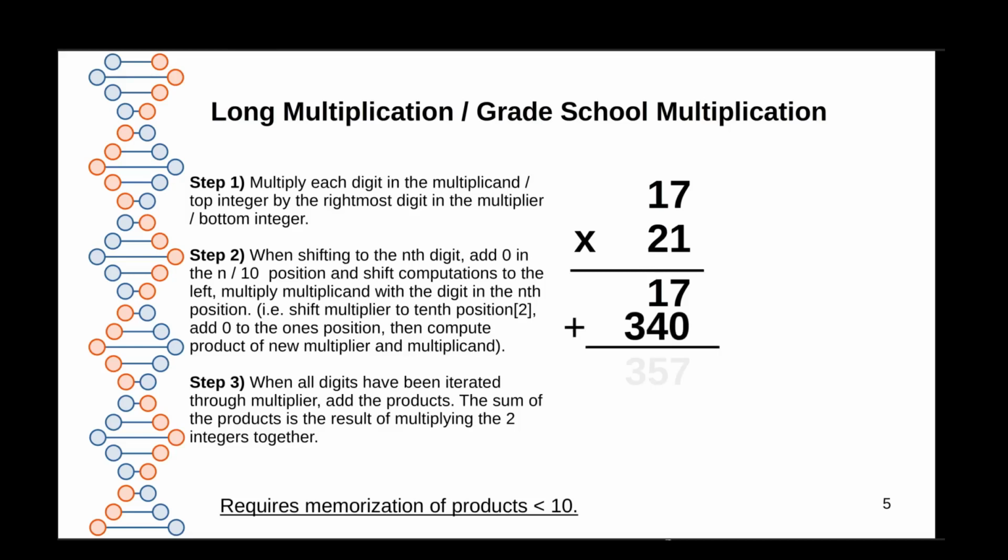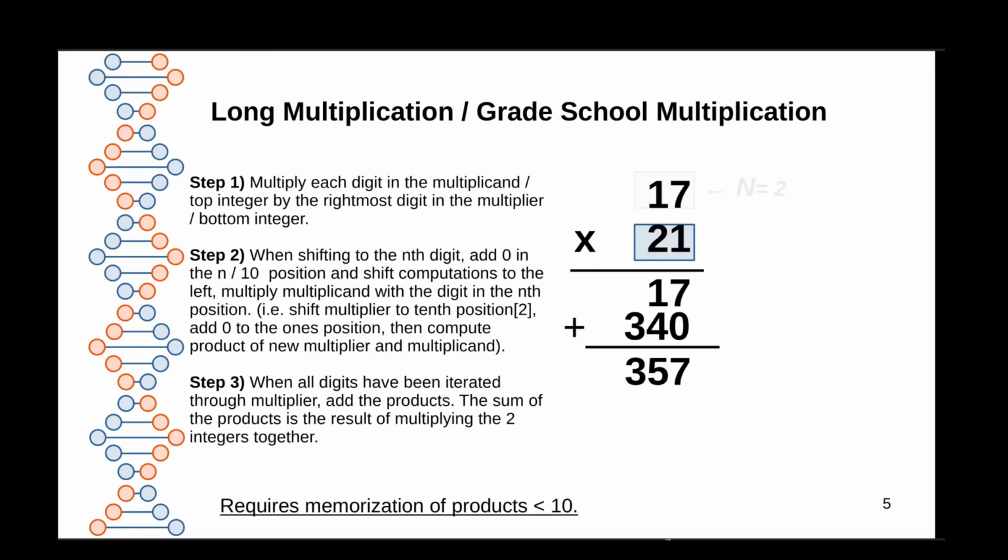in our multiplier. Once all values have been iterated through in the bottom number, we sum together the products from steps 1 and 2. This method is relatively easy to learn and is the method most commonly taught to children in school. Unlike the Russian peasant method, this method requires memorization of times tables less than 10.